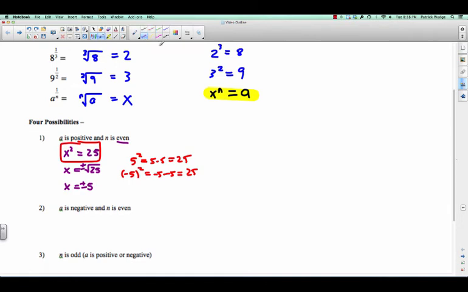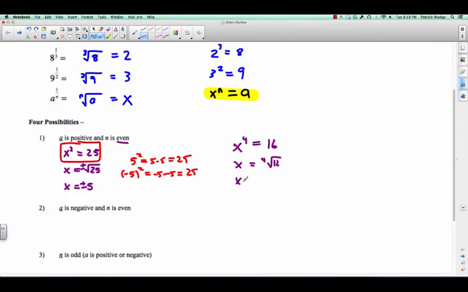Okay, let's just do one more of these. What if you had x to the 4th equals 16? Well, you'd want to do the opposite of raising something to the 4th power, which is to take the 4th root. If you took the 4th root of this, you'd just be left with x. If you took the 4th root of 16 on this side, you're looking for a number that multiplies by itself 4 times to get 16.